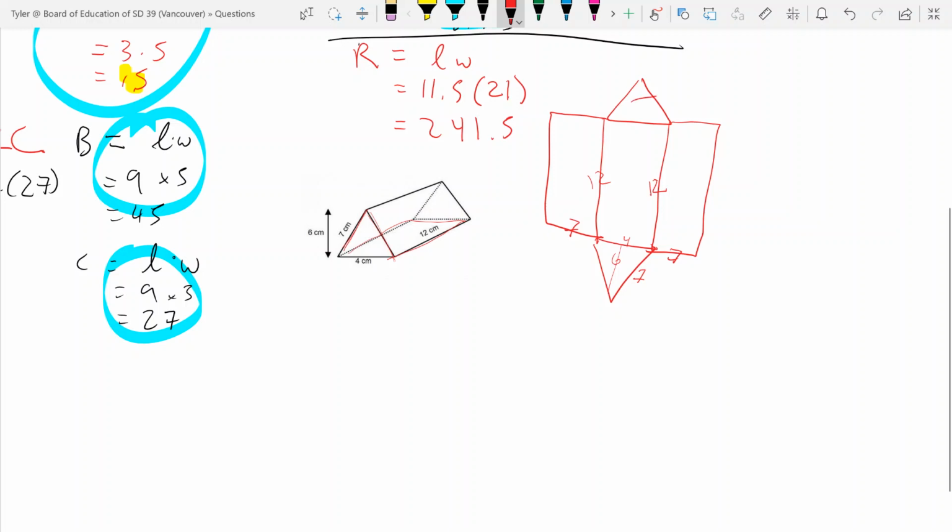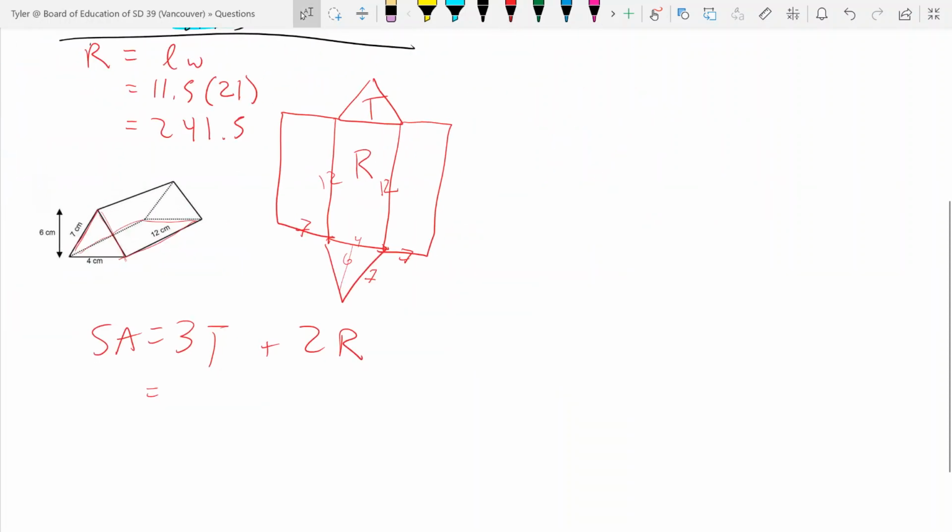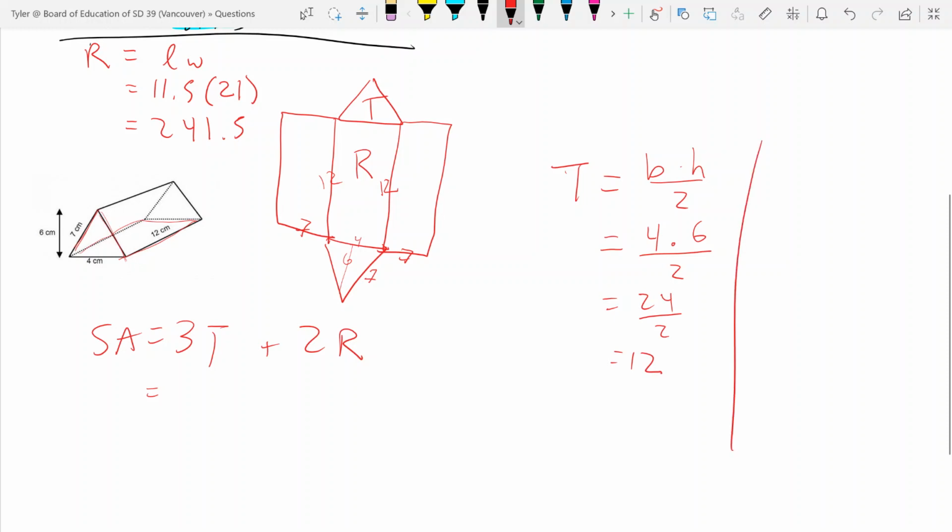So let's call the triangle T, and we'll call the rectangle R. So my surface area of the entire thing, I have to add all the shapes together. So I have 3 triangles plus 2 rectangles. So let's figure out my triangle. Area of a triangle, you remember, is base times height over 2. So we'll put in the numbers: 4 is the base, height is 6, over 2, 24 over 2, 12. And then let's do R. So it's just length times width.